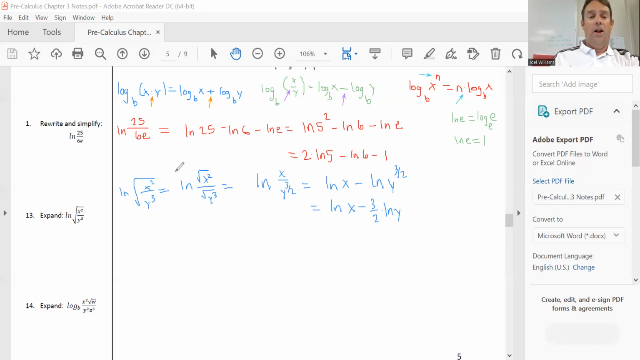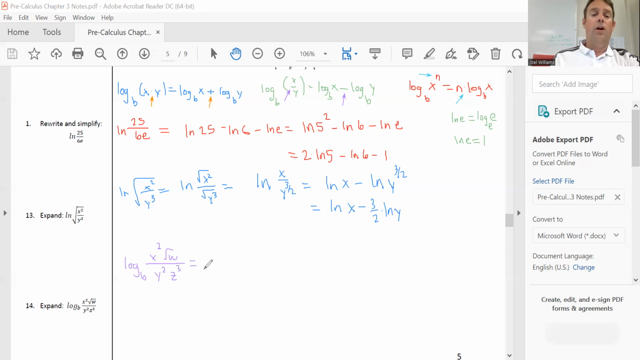All right. And our last one, let's see how you guys did on this one. So it says log base b. So this could have been any log. Didn't really matter. So log base b of x squared root w. And then we have y squared and z to the third.